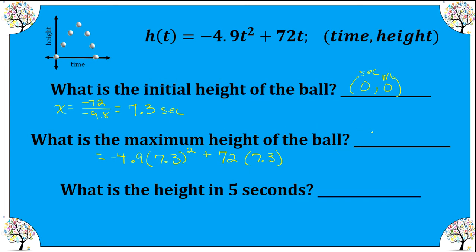So when I plug in the amount of seconds it takes to reach the maximum height, I get a height of 264.5 meters. What is the height in 5 seconds? So this time we're looking for height, and we're plugging in 5 for our seconds. So negative 4.9 times 5 squared is negative 122.5, plus 72 times 5 gives us 237.5 meters.